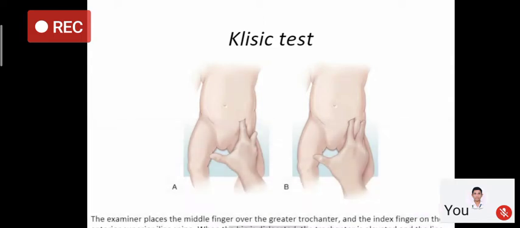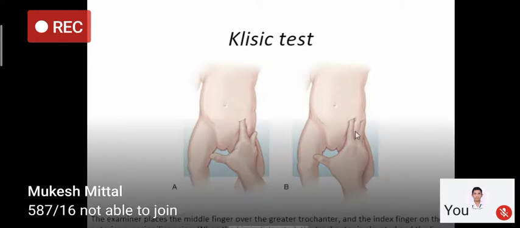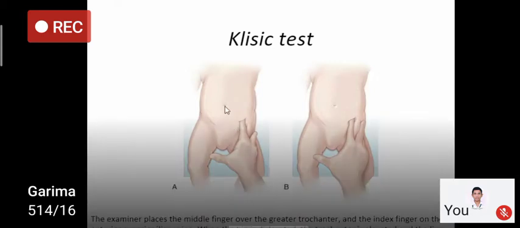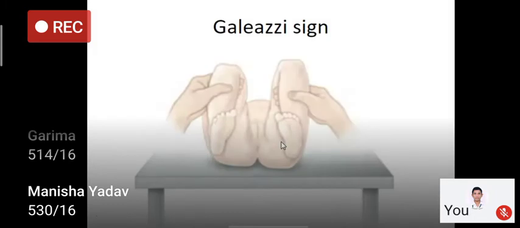When the hip is dislocated, the trochanter is elevated and the line projects halfway between the umbilicus and the pubis. This is the dislocated hip. This is the umbilicus, halfway between umbilicus and pubis, toward the umbilicus. So this is the Klisic test.